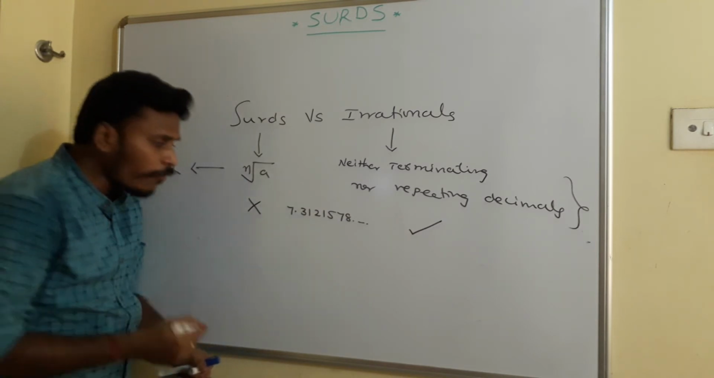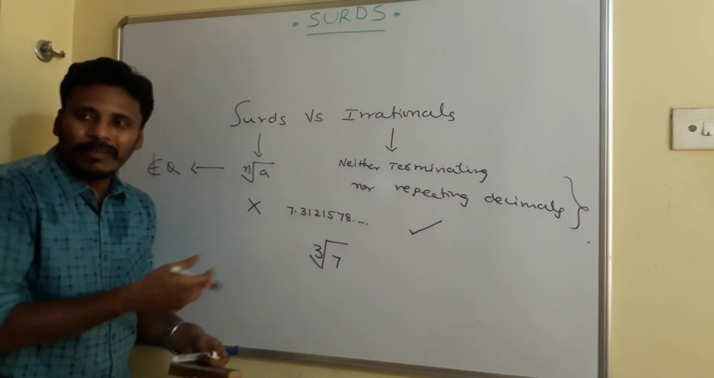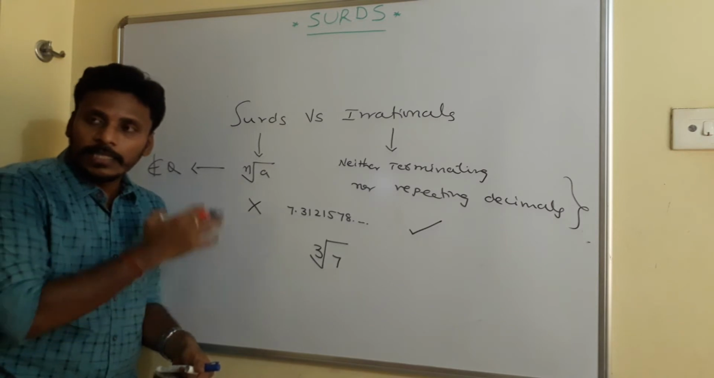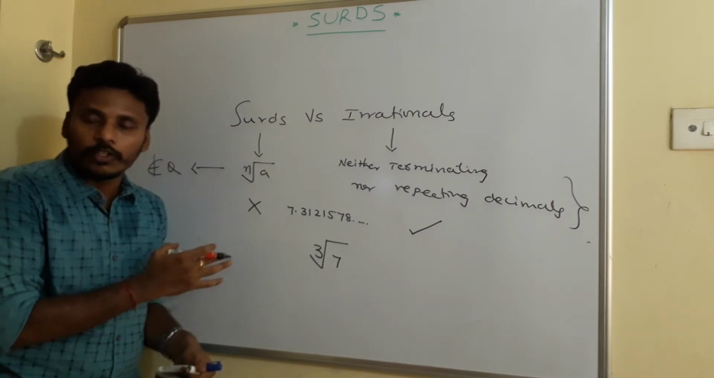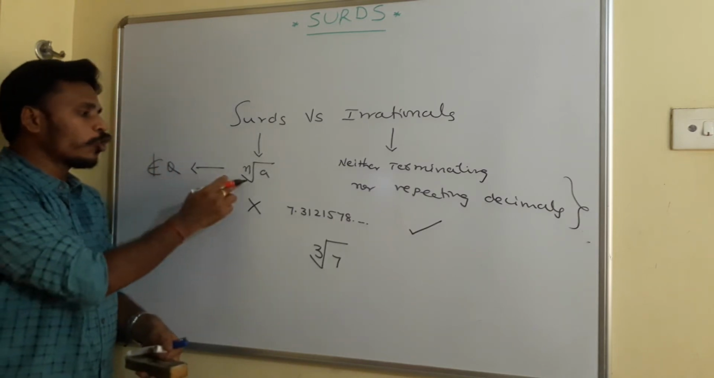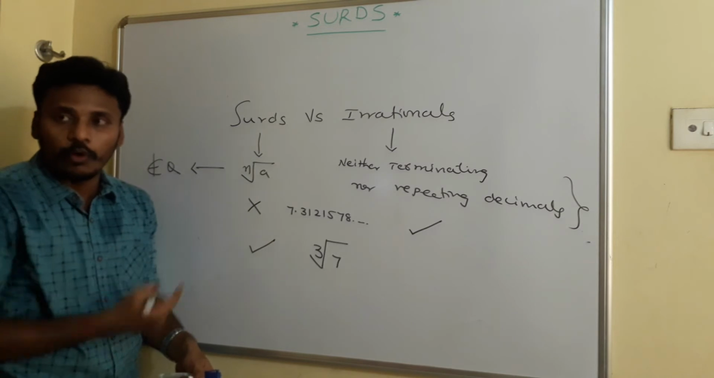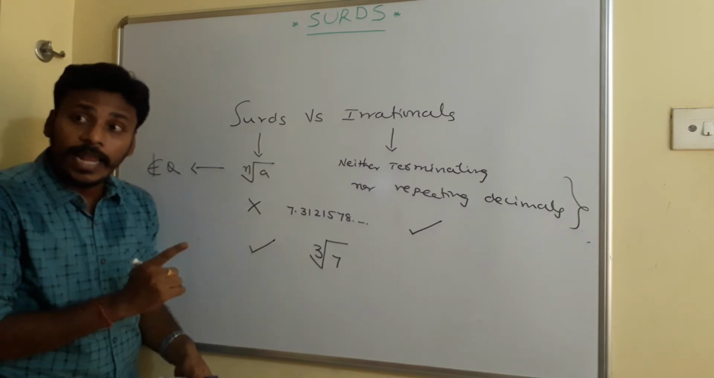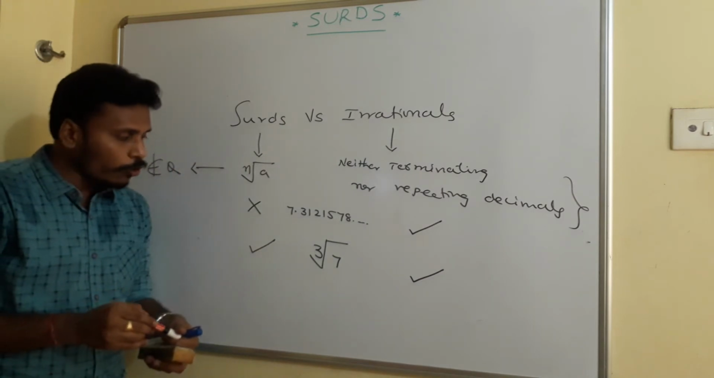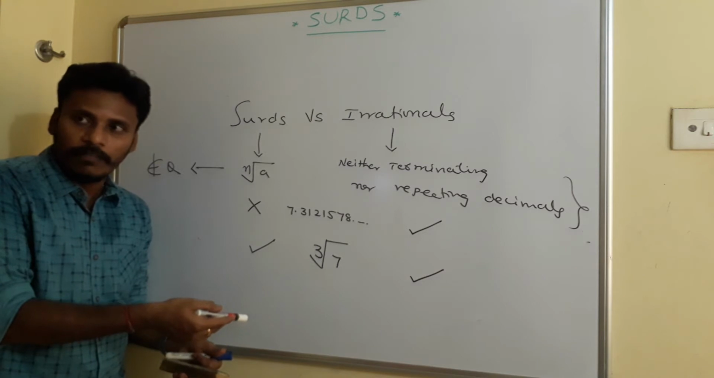Right? Whereas if you think about cube root of 7, suppose I am taking any number like this, cube root of 7. See, there is no simplified value for this cube root of 7 in rational numbers. So it is of the format nth root of a. So this nth root of a is a surd. This cube root of 7 is a surd, and it is not a rational number, because we don't have a simplified value.